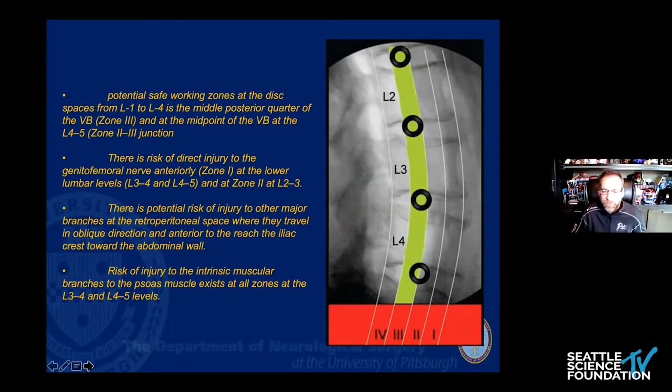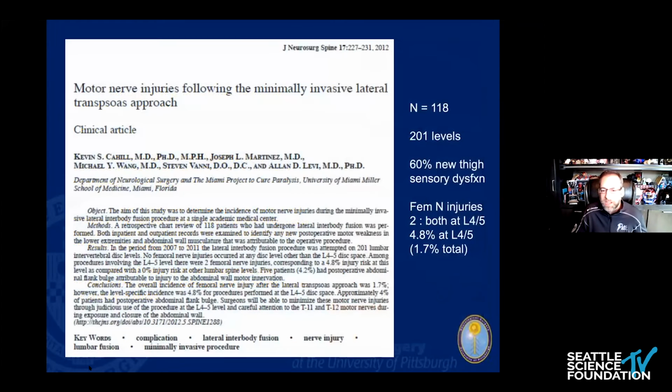You're more likely to have issues with the femoral nerve down at L4-5. And bottom line is to have a clear understanding of what the safe zones are, have a clear understanding of the anatomy, be able to visualize your pre-op imaging and incorporate that information such that before you get to the operating room, you have an understanding of where these structures are.